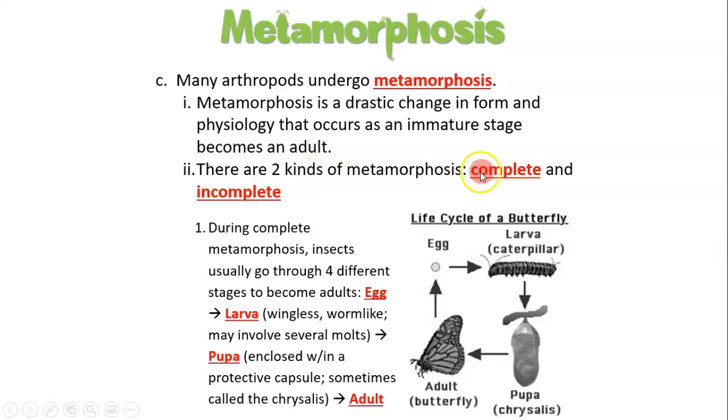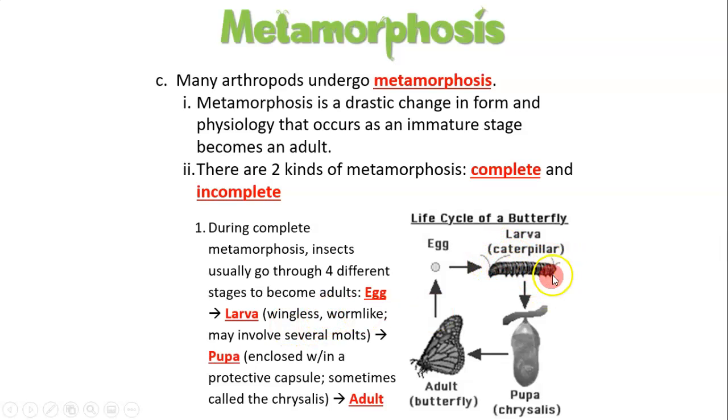So there's 2 different kinds of metamorphosis, complete and incomplete. Now, during complete metamorphosis, insects usually go through 4 different stages to become an adult. So they have a stage where they're an egg, and then they're a larva, and then there's something that we call a pupa, and then an adult. So the larva is usually wingless and worm-like. So we see lots of things that look like maggots, and they're not all necessarily maggots, because this worm-like structure is a common larval form for arthropods.